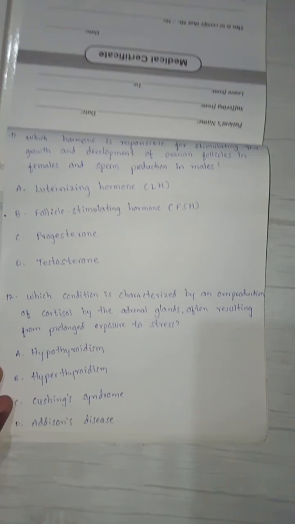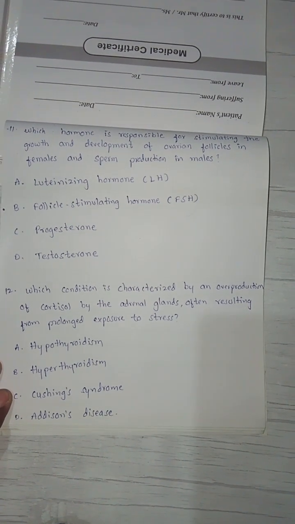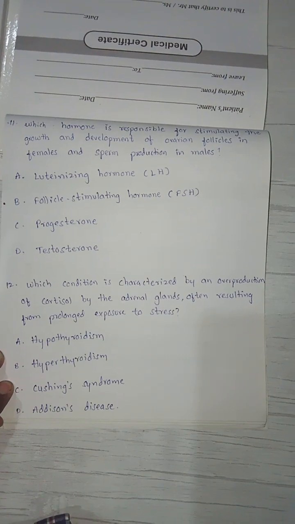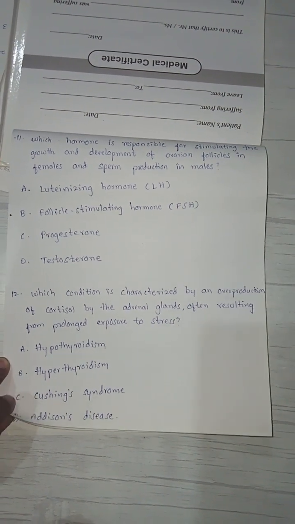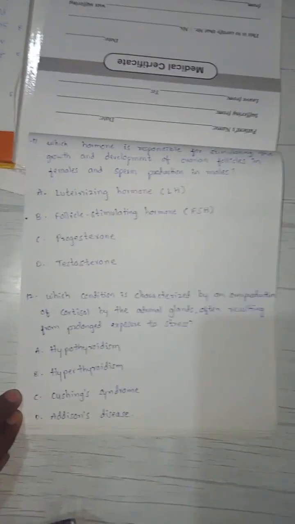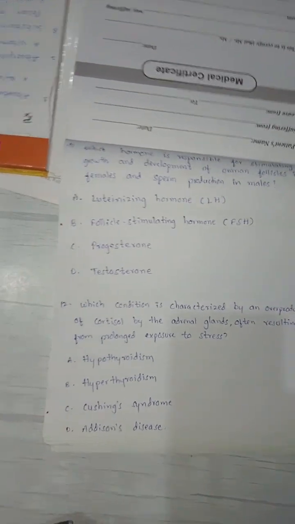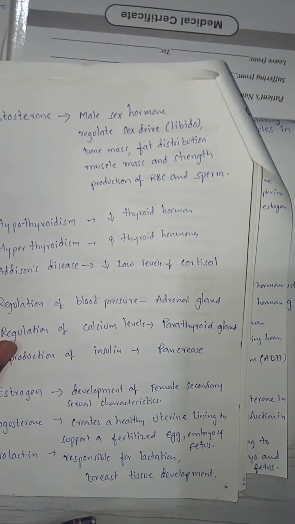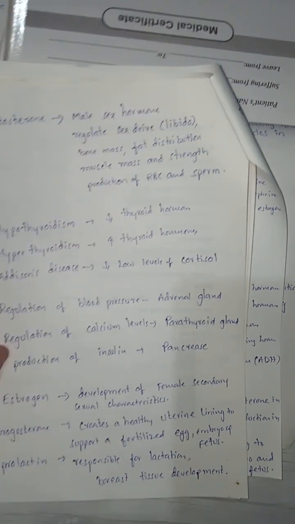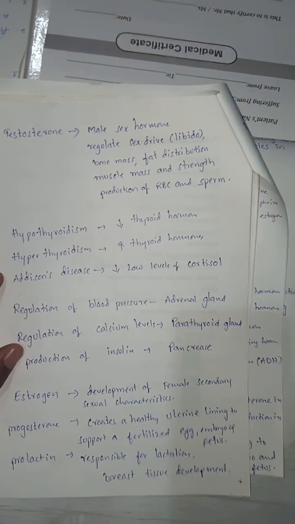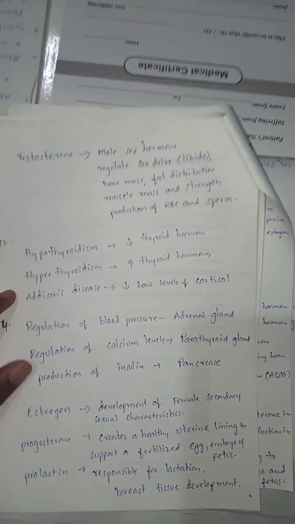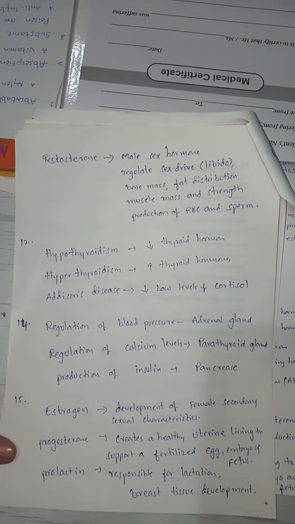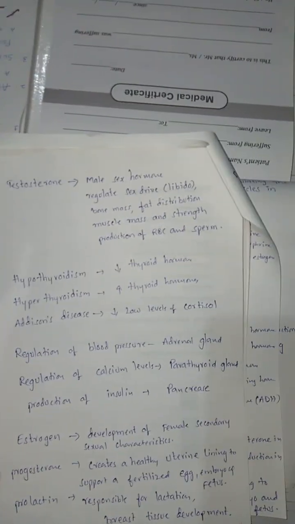Cushing syndrome is a condition characterized by overproduction of cortisol by the adrenal gland, often resulting from prolonged exposure to stress. And to explain the remaining options, hypothyroidism is a decrease in thyroid hormones, and hyperthyroidism means an increase or high level of thyroid hormones. And in Addison's disease, the adrenal gland produces low levels of cortisol.